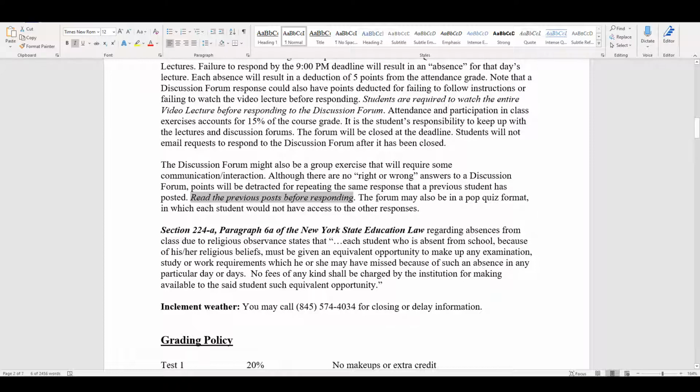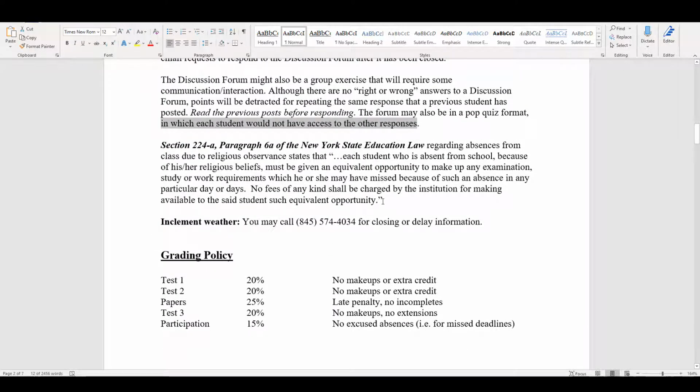The forum could also be in a pop quiz format to where each student would not have access to the other students' responses, so that would give me another option for the discussion forum there.